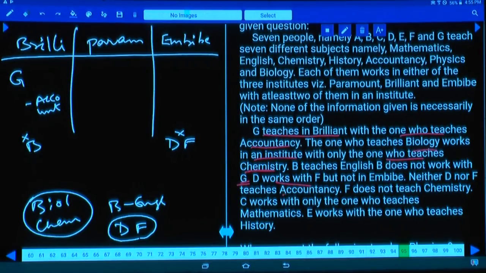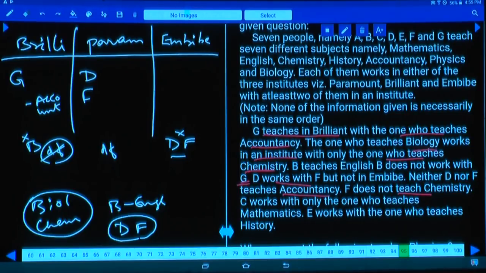Neither D nor F teaches accountancy. As D and F cannot be here, either D and F can be here or here, either in Brilliant or in Paramount. Each of them works in either 1 or 2, none of the given in the same order. Now here, D and F. If D and F are here, then F does not teach chemistry. As F does not teach chemistry, tell me whether F can be at this place? No, because F does not teach accountancy, isn't it? As F does not teach accountancy, D and F must be in this place.